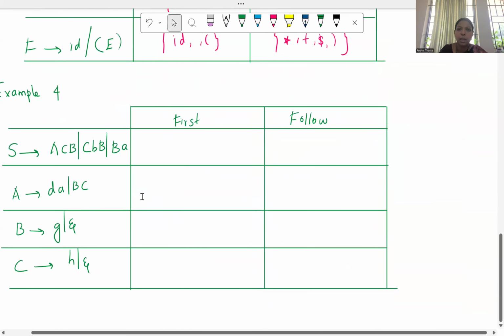The last example. I hope in this example, I don't want to write all this on the side. Hope you can directly say it, right? So now you look at S. What is the first of S? First of S is capital A.